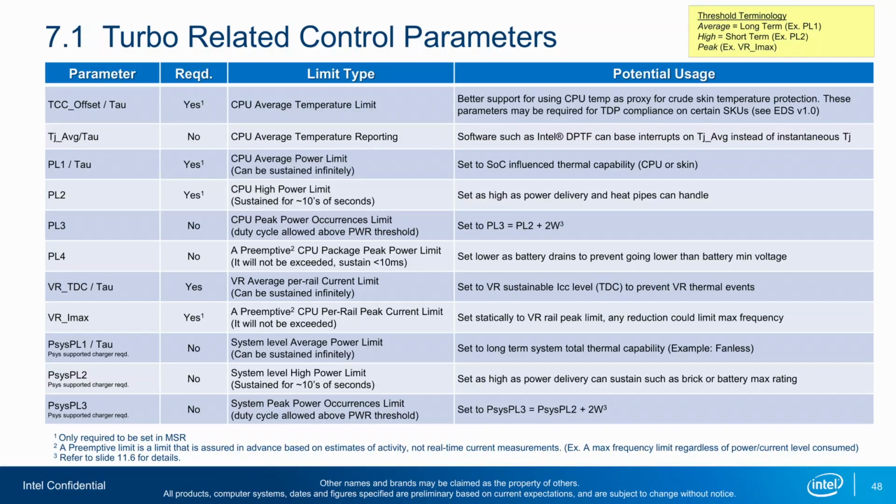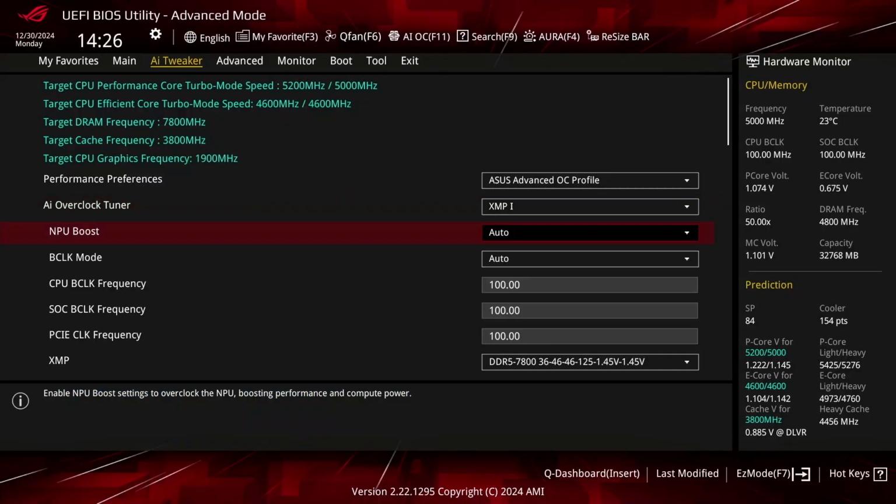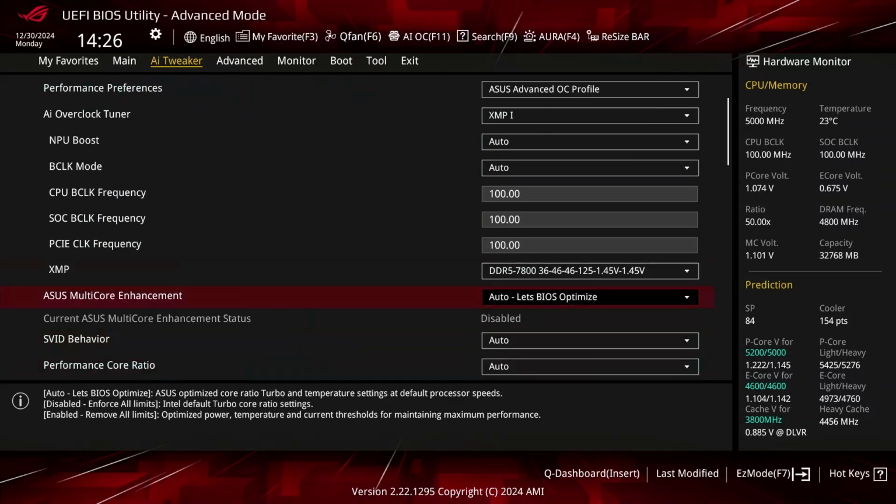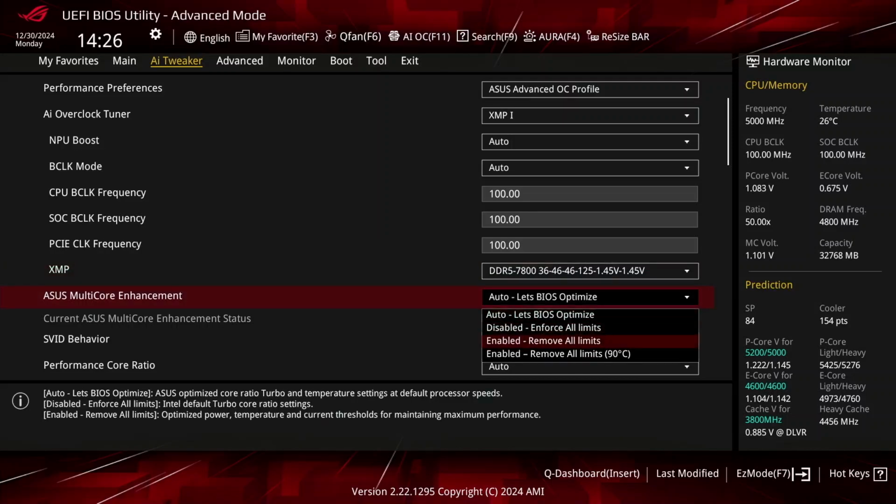Turbo Boost 2.0 technology has evolved over the past years to incorporate a lot of power, thermal, and electrical performance limiters. An easy ASUS multi-core enhancement option on ASUS motherboards allows you to unleash the Turbo Boost power limits.